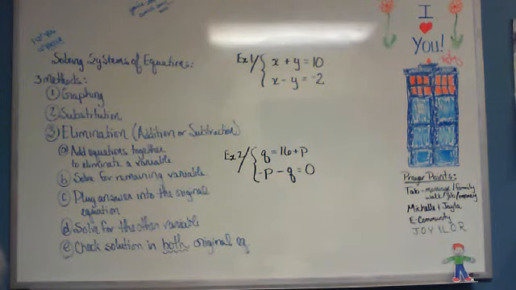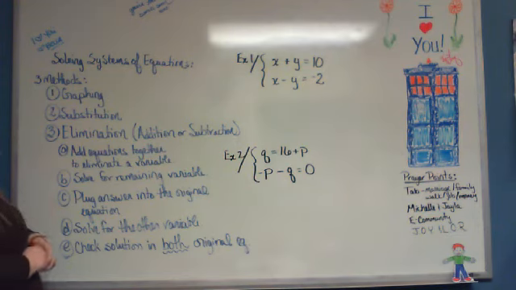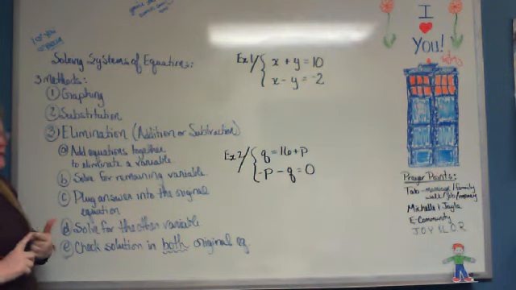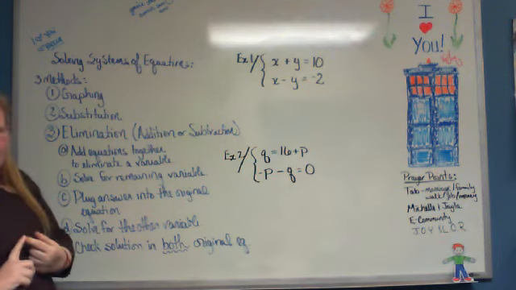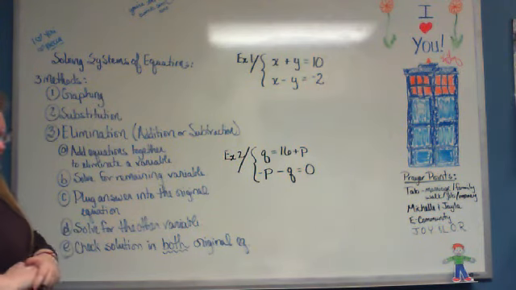3 more sections left. Yay! So we talked about solving systems of equations, and I said there were 3 methods. We talked about graphing, and you did that. Then we talked about substitution, and you did that. And today we're going to talk about elimination. Some books call this addition or subtraction. I call it elimination. Your book calls it elimination.